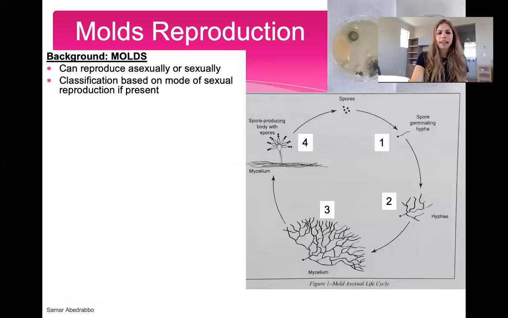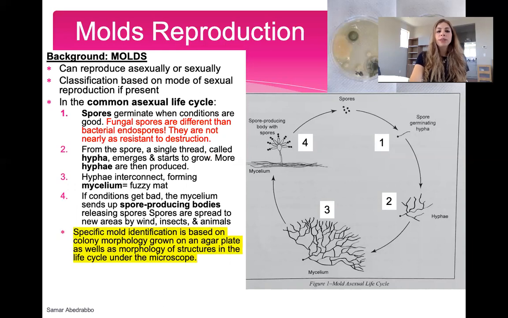Okay, now we're going to talk about the life cycle of molds. Molds can reproduce asexually or sexually, so they can do both life cycles, but the most common is the asexual life cycle, so that's what we're going to talk about. Mold classification is based on whether their reproduction is sexual or asexual. Again, asexual is the most common life cycle in molds. The way a mold reproduces, or makes more of itself, is first of all, you have spores that germinate when conditions are good. So maybe there's a lot of oxygen, a lot of nutrients, so they germinate. That's what we mean by conditions are good.